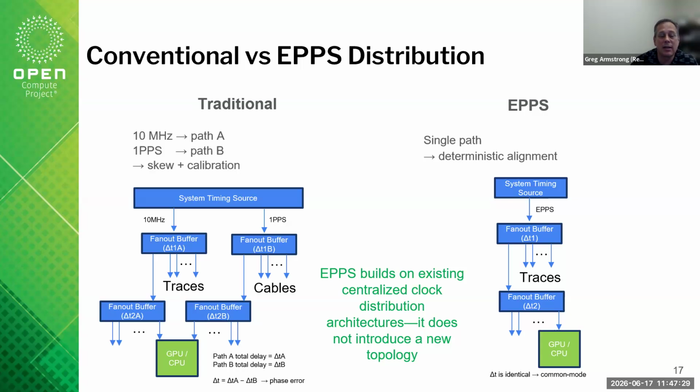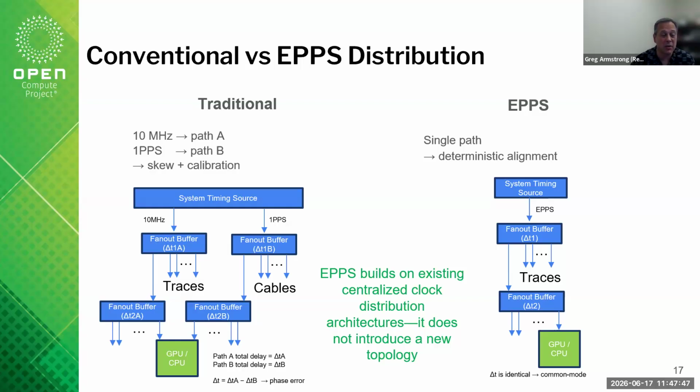There's a lot of these things you can take advantage of. But as soon as you throw a cable in, you really lose some of that, right? So now when you look at the two paths, you have to look at what's the phase error between them. And that error could be larger than the 10 megahertz signal's period, right? It could be greater than 100 nanoseconds.